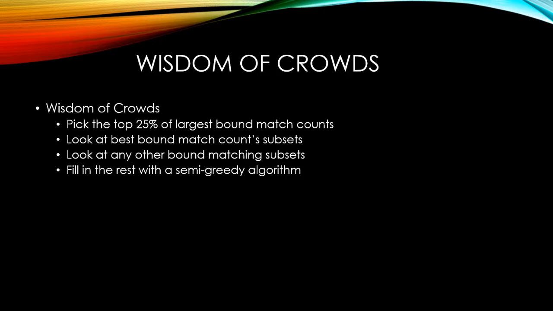Next, every other solution in the top 25% is looked at, and their subsets are taken, assuming that the subset doesn't include values already given to the final solution. Finally, the final solution is filled in using a greedy algorithm matching values to make sums equal to the bound until every set is filled in the final solution.